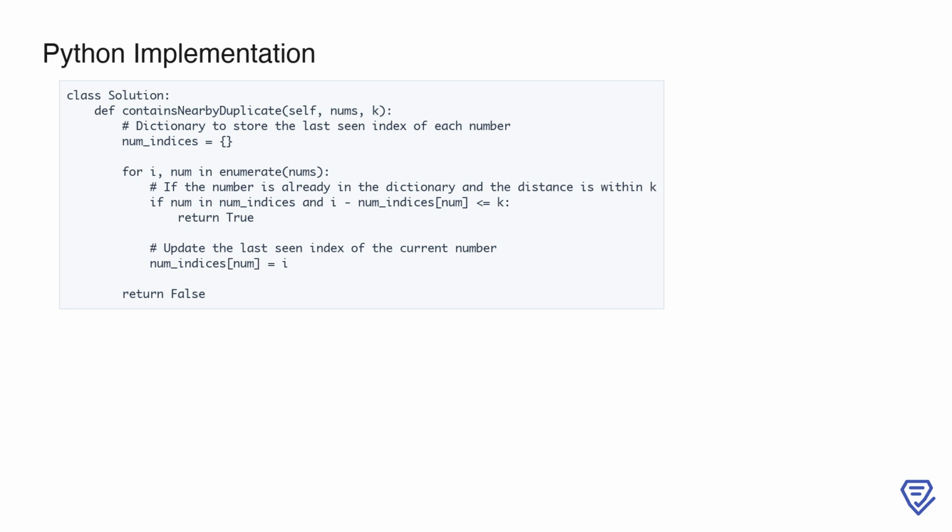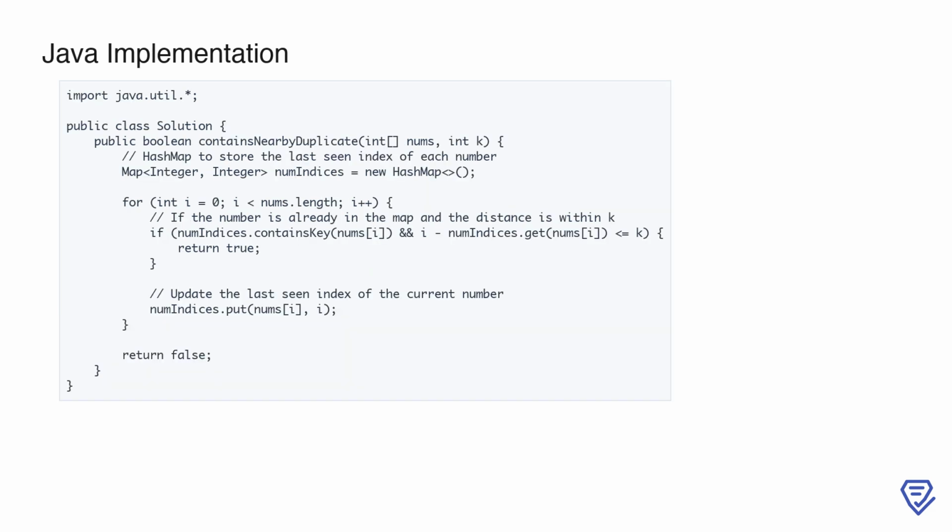The algorithm has a time complexity of O(n), where n is the length of the input list, as it traverses the list once and performs constant time operations for dictionary lookups and updates. The space complexity is O(k), as the dictionary stores at most k entries at any time due to the problem's constraints. This is the Java implementation of LeetCode problem number 219, Contains Duplicate II.